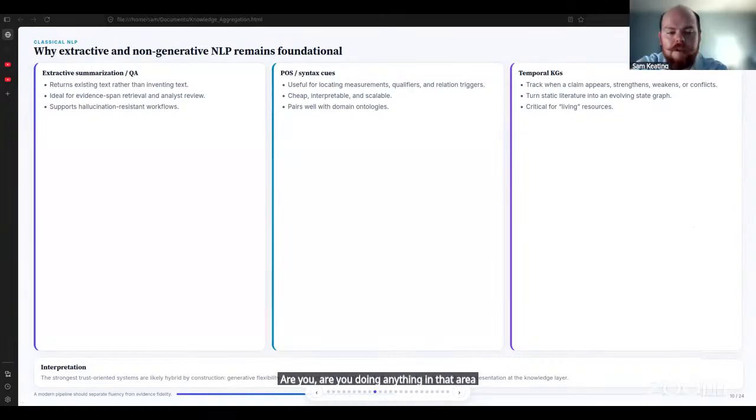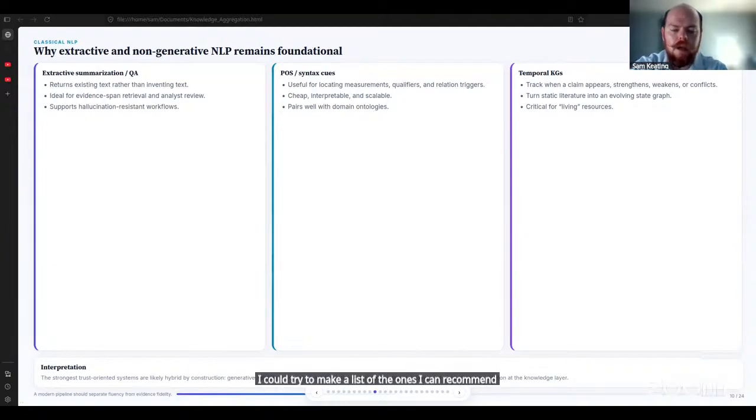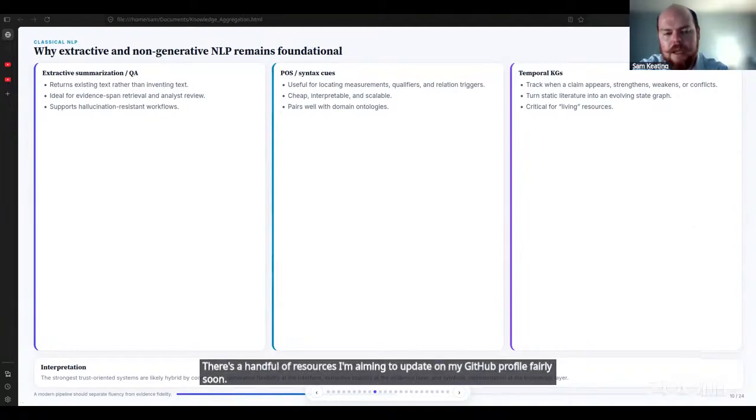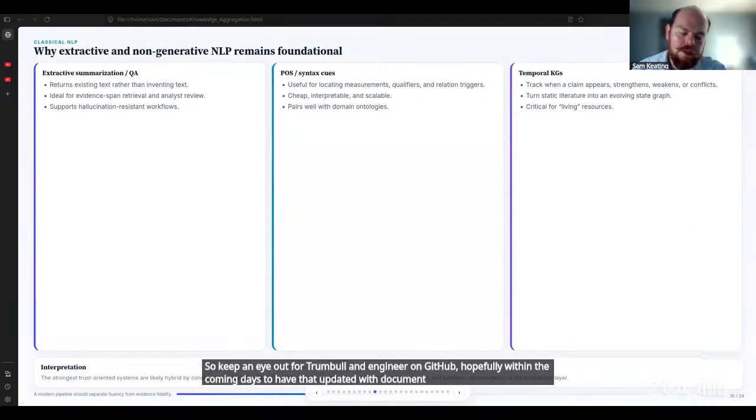The closest and most overlapped of what I've worked on is working through some similar sounding books. I could try to make a list of the ones I can recommend the most. There's a handful of resources I'm aiming to update on my GitHub profile fairly soon, including the local AI stack that I recently got fully built that uses a lot of the steps I've been speaking to today. Fully local, free, open source. So keep an eye out for Trombone Engineer on GitHub, hopefully within the coming days, to have that updated with documentation and instructions on deploying what I've managed to build and deploy on a pipeline level.